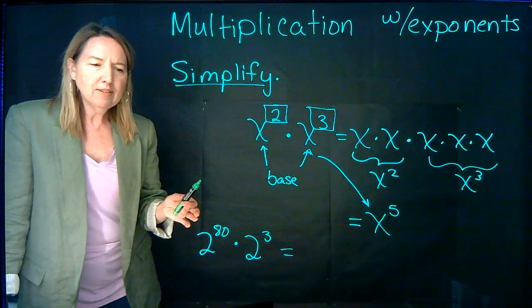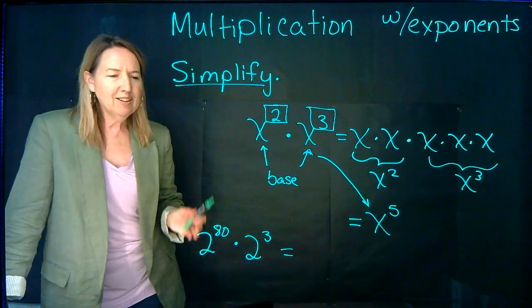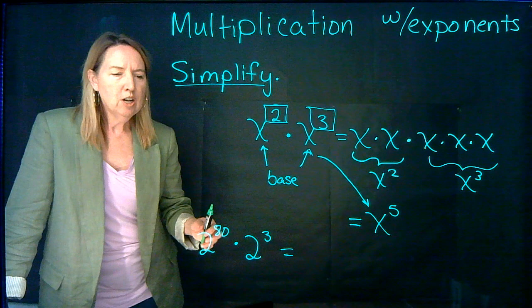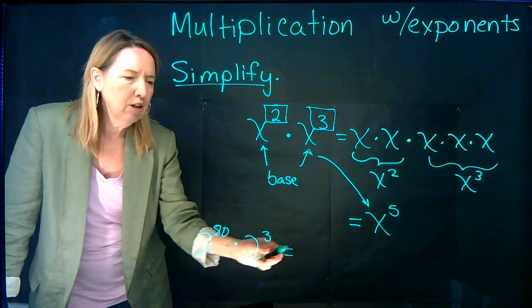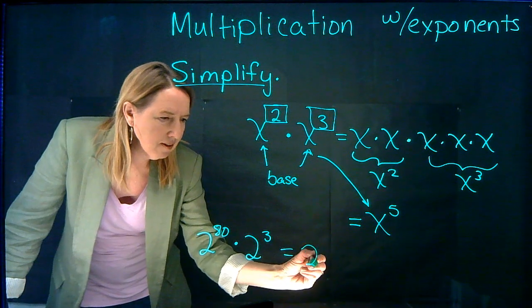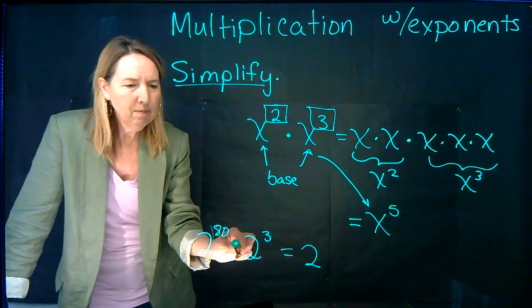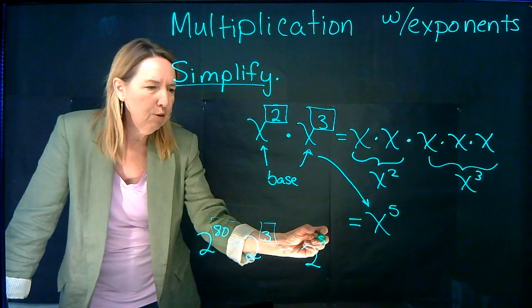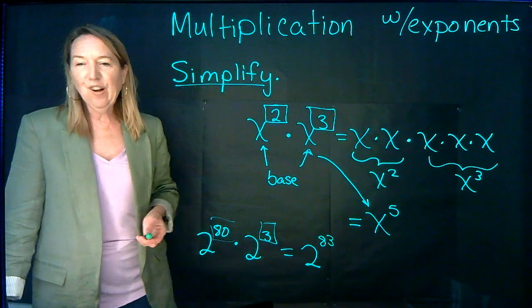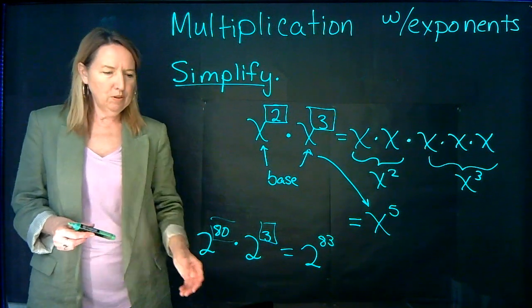Well, what that means is I don't have to work it out necessarily, but I do need to write it much neater than it is, much simpler. So again, we can use this rule. The bases match. So we're going to keep the base, and then the exponents, 80 and 3, you just add them together and you get 83. And that is your simplified answer. So that's what we mean when we simplify with exponents.